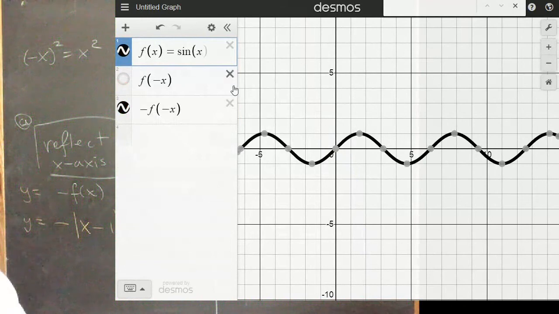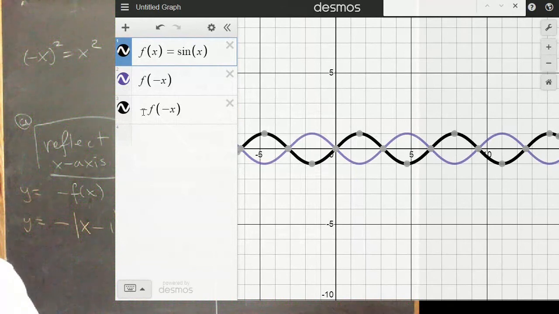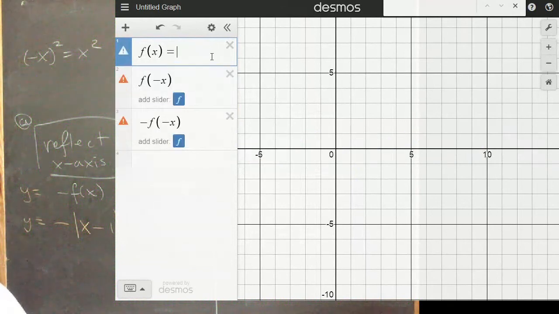If I look at sine of x, if I reflect it around the y-axis and then the x-axis, I get back to the same function. So here it is reflected around the y-axis, and then you reflect that purple one around the x-axis, and you get back to the black one. But there are some functions that are neither. Some functions don't have any of these properties.